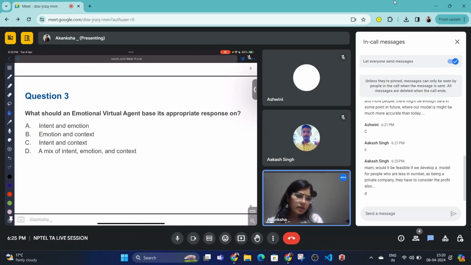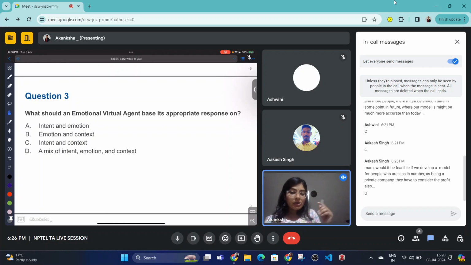Okay, let me read this out. Would it be feasible to develop a model for people who are few in number, as a private company that has to consider profit also? Suppose there is a group for which you are developing a product and your target audience is very small, like only 10,000 people speak that language, but there is no scalability in that product, right? You won't be able to expand your product. This multilingual thing is not about just one language, it's about multiple languages. So as a developer, I would prefer that my product goes a long way and reaches maximum people.